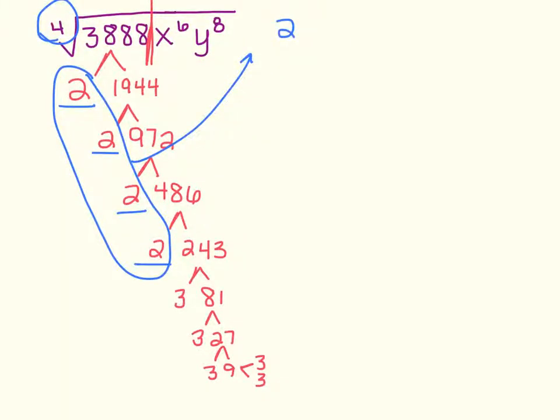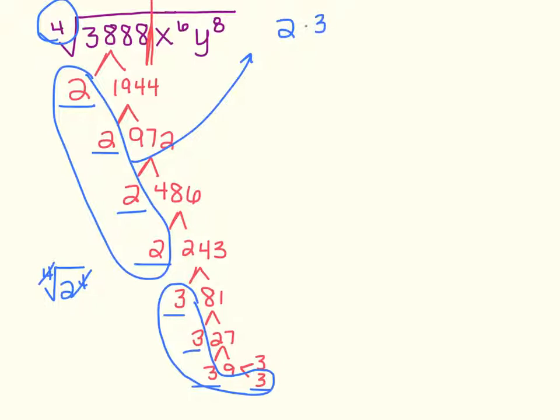So for every grouping, I put one of that number on the outside. Okay, because what I'm really doing here is the 4th root of 2 to the 4th power, and those kind of cancel each other out, and I'm left with just the 2. Okay, now for the 3's, I have 1, 2, 3, 4 3's, so let's see, that's these right here. So I know I can put a 3 on the outside.